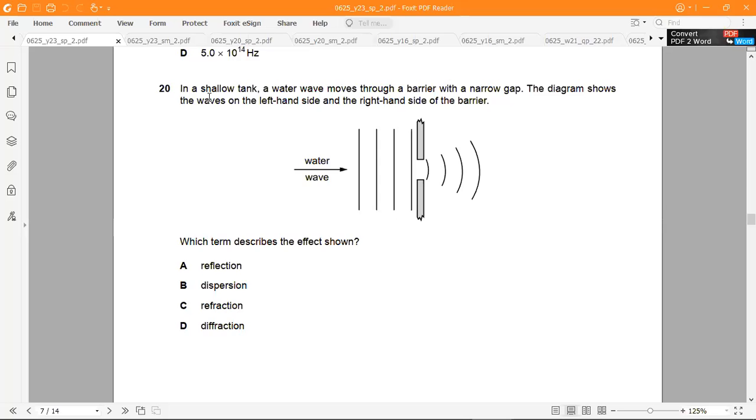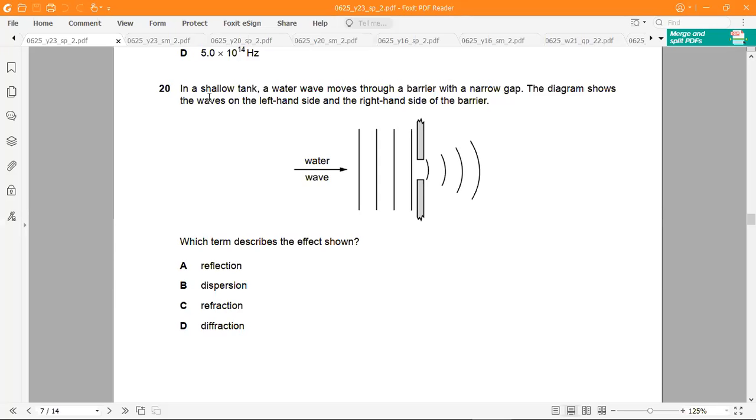This phenomenon is what? Excellent Lina, excellent Yassin. Thank you everyone. Of course, this phenomenon, thanks. This phenomenon is what? Diffraction. This phenomenon is diffraction.